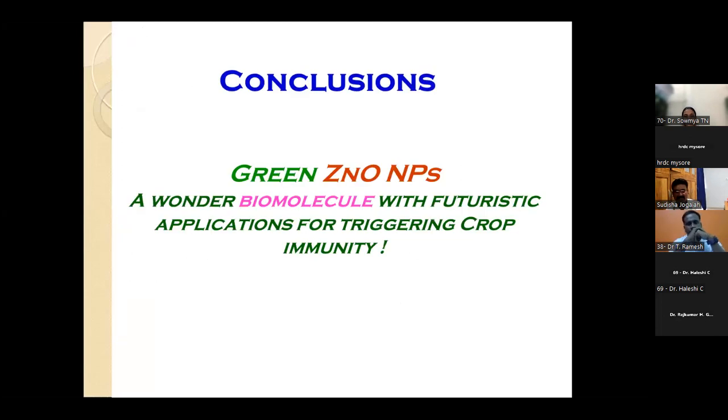So just a word of conclusion. Green zinc oxide nanoparticles, I personally consider it as a biomolecule with futuristic applications for triggering crop immunity. If you go to the ICAR website nowadays, more talk is on zinc oxide nanoparticles, because as I was mentioning, there is a guideline from the GRAS for replacement of this with nano fertilizers. Nano fertilizers with multifaceted properties.